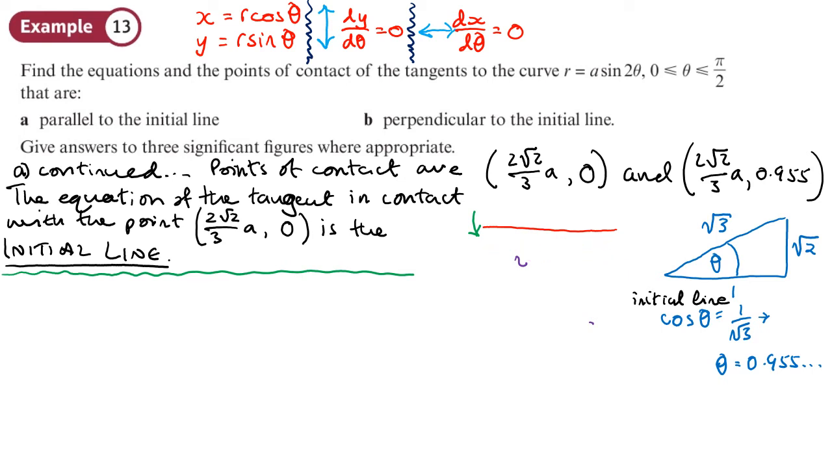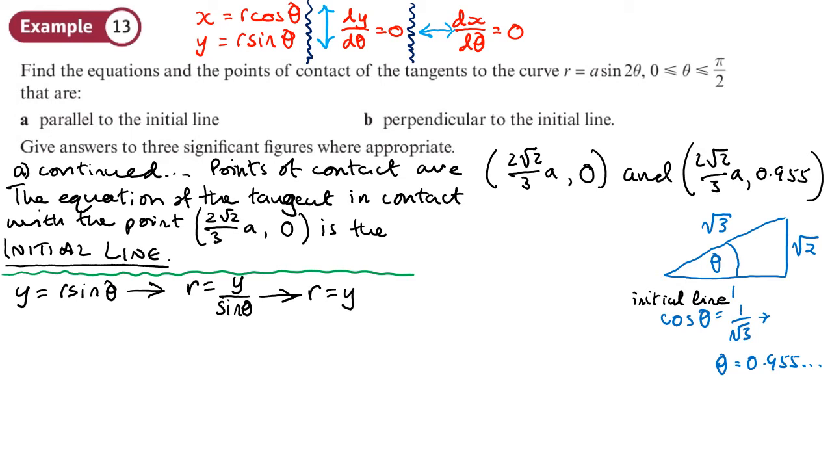Now when we write the equation of any line in polar form, we want it in the form r equals something. So we'll start with y equals r sine theta. From there we'll have r equals y over sine theta. We can tidy it up a bit and say that r equals y cosec theta. So our job now is to work out, well, what is y? We can do that because we know that y equals r sine theta. So we just substitute in the other point of contact.